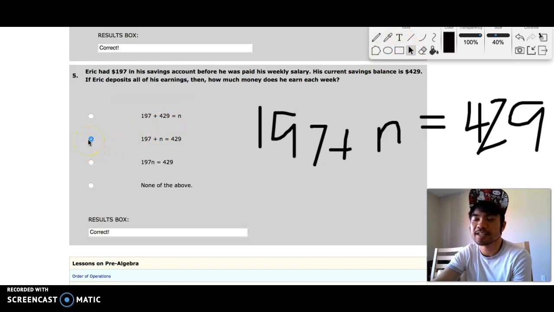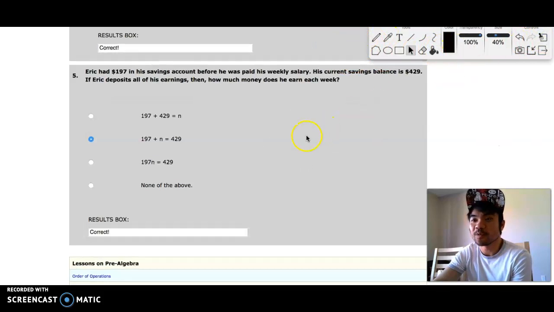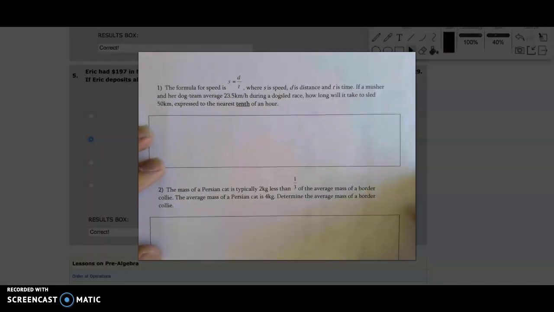Oh, yes, I'm correct. Woohoo! All right. Okay. So, I'm going to go through 3 more questions on word problems, and then we will look through at your assignment, okay?